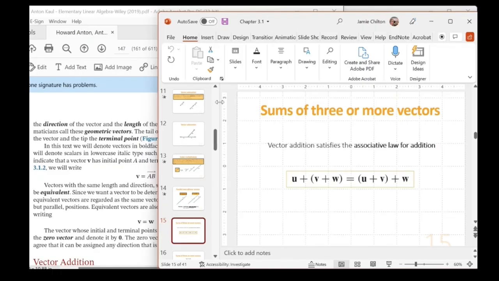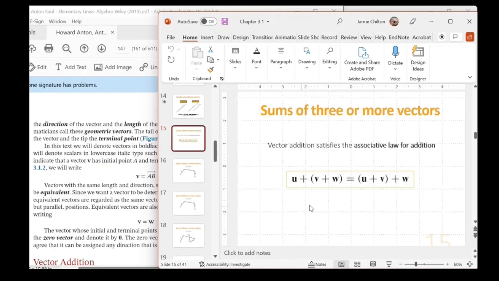So here we've got sums of 3 or more vectors. We've got the associative law. We've seen this probably before with algebra. So it doesn't matter which order you add them in. You could add V plus W first, then add U to it, or U plus V and add W.